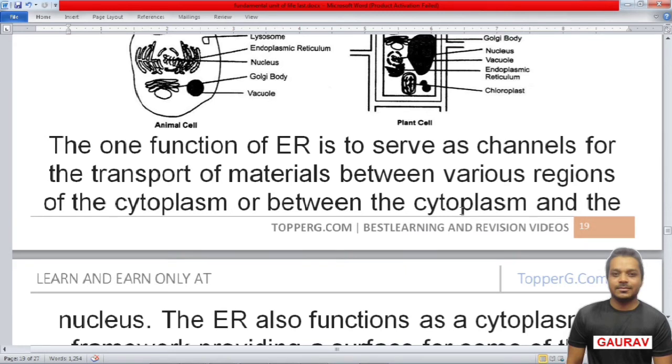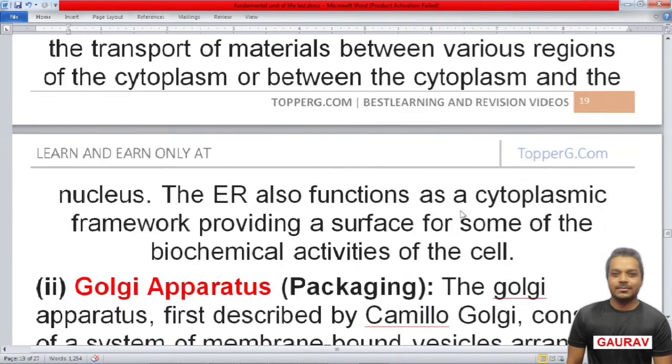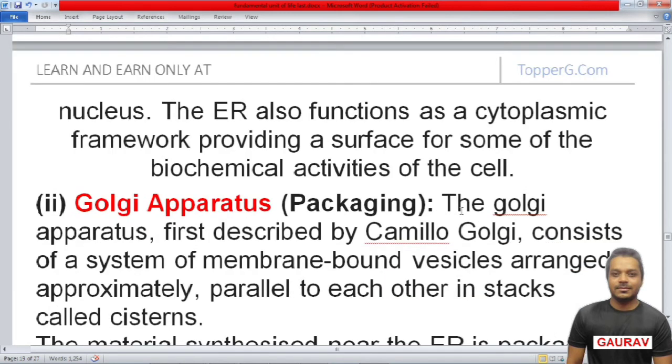Another function of ER is to serve as channels for the transport of materials between various regions of the cytoplasm or between the cytoplasm and the nucleus. The ER also functions as a cytoplasmic framework, providing a surface for some of the biochemical activities of the cell.